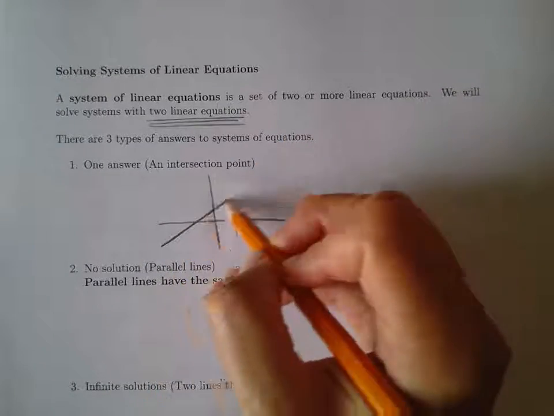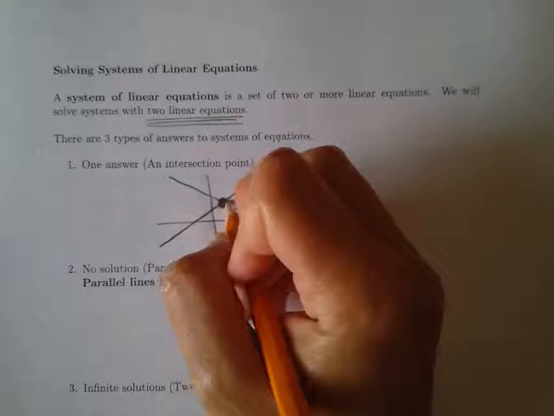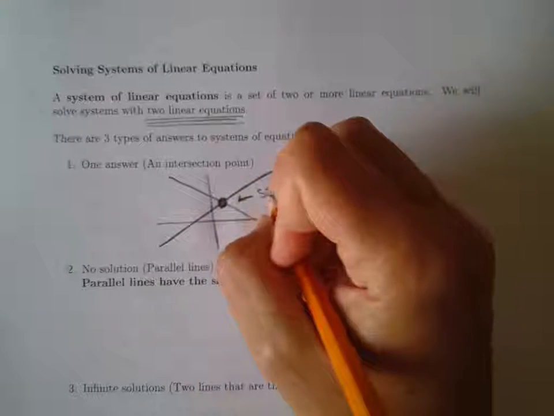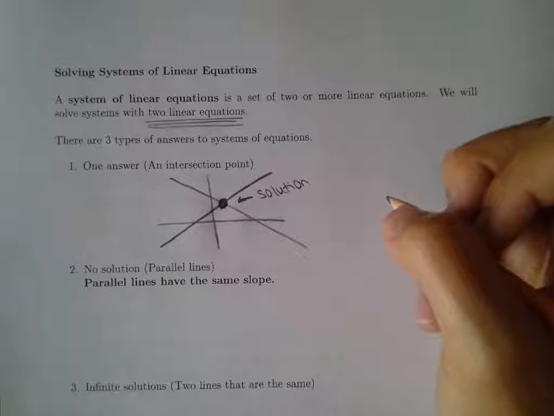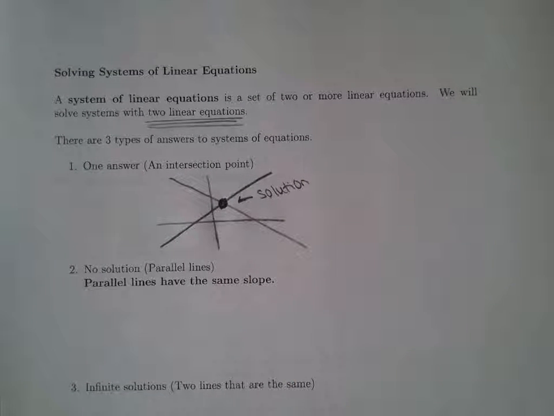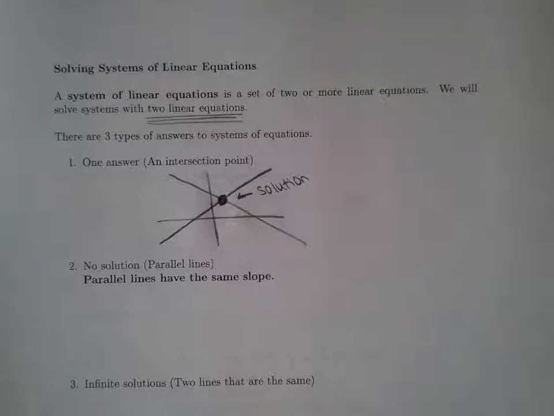Okay, so let's say you're given this line and this line. Here's your solution. You have one intersection point. As long as you're given two lines, that's all you can have if you have an intersection point, is just one solution. It's not going to curve back up and give you two solutions.